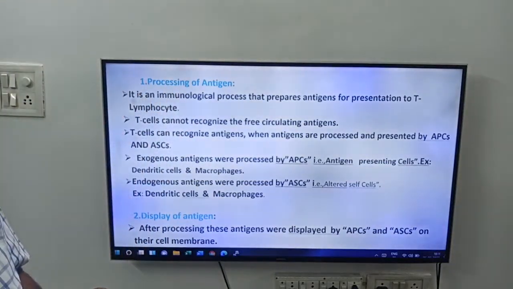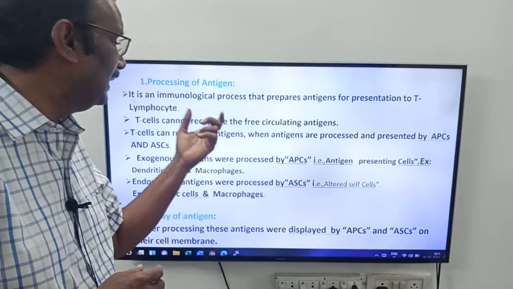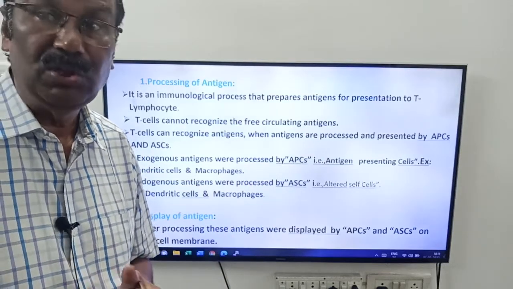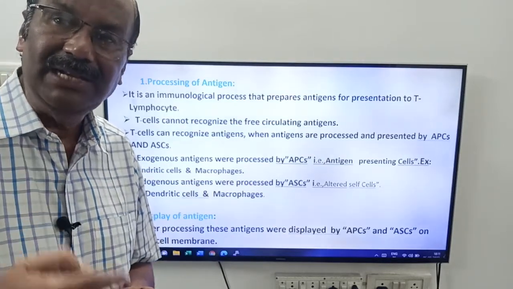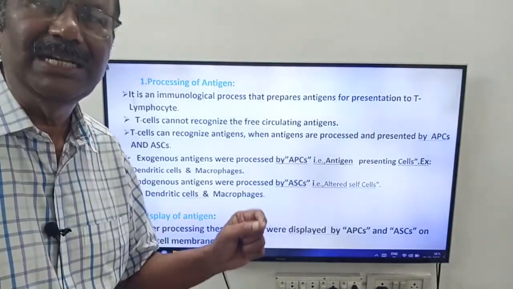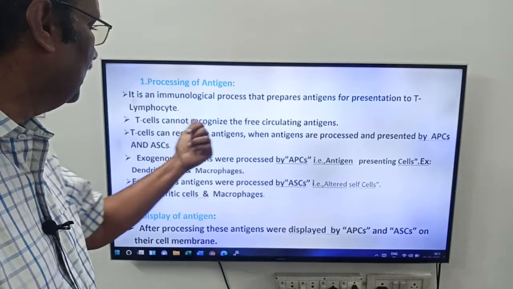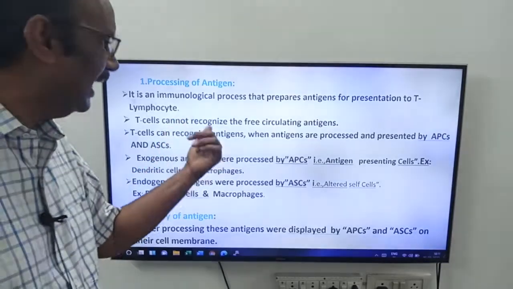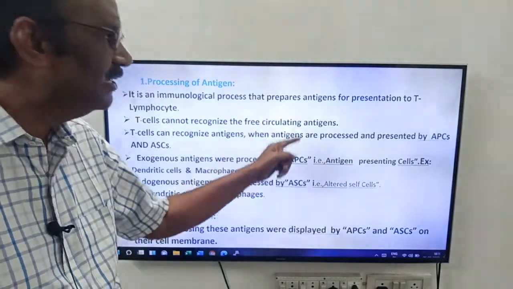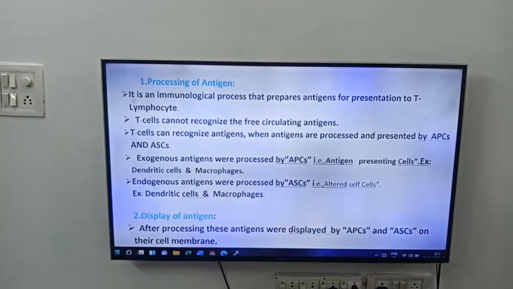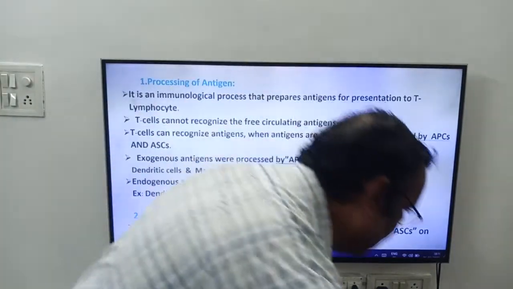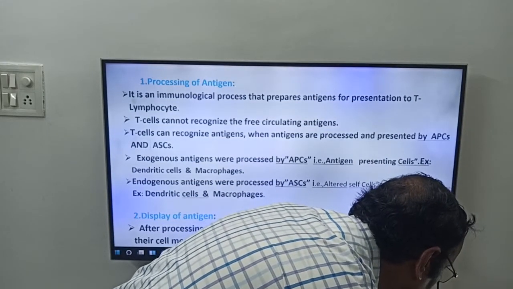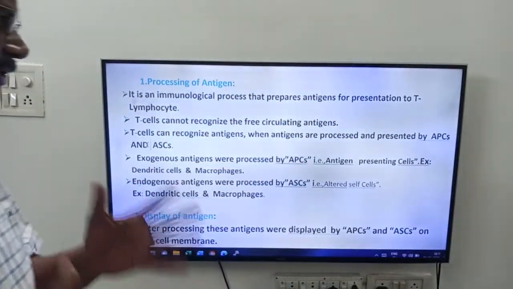That is called antigen processing. See, friends, T cells, T lymphocytes can't recognize the free circulating antigens. They won't recognize without processing. So, when the antigens are processed, then only the T lymphocytes recognize them. These T cells can recognize antigens when antigens are processed and presented by APCs and ACs. Friends, what is APC and what is AC?